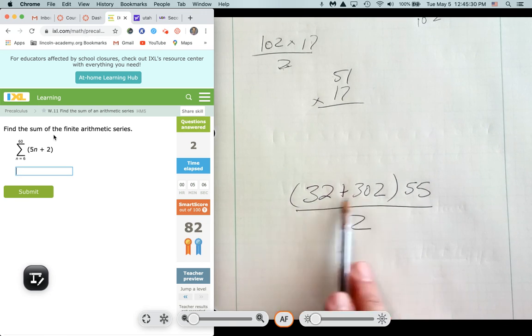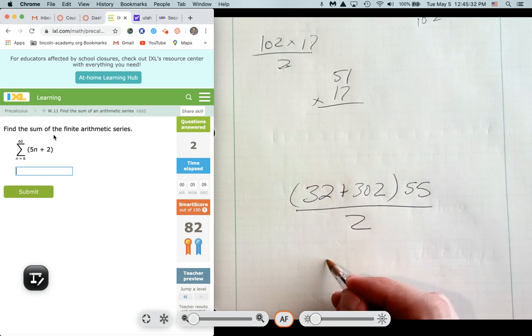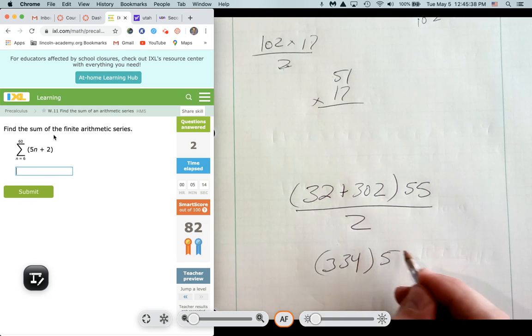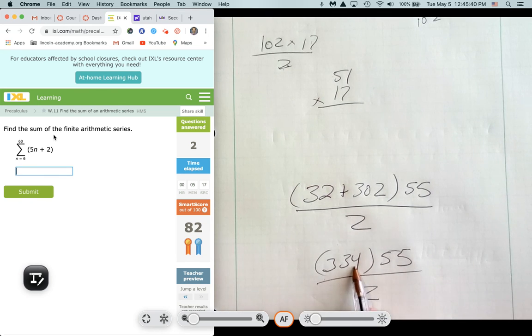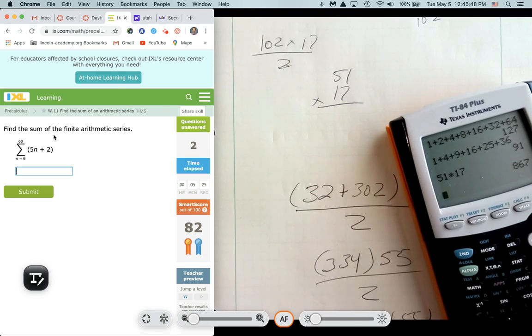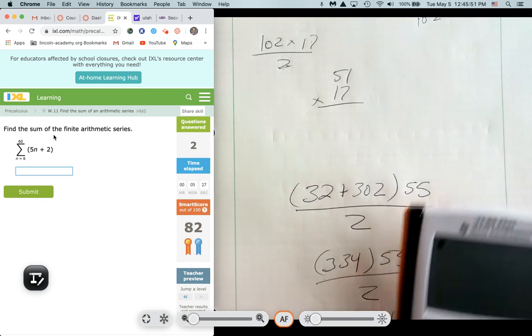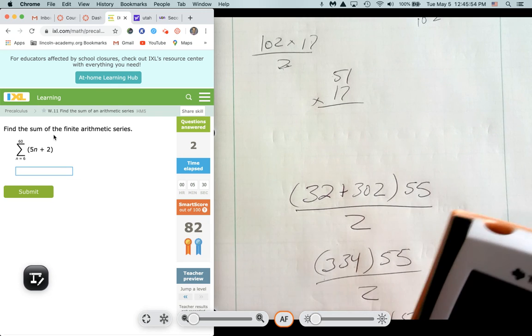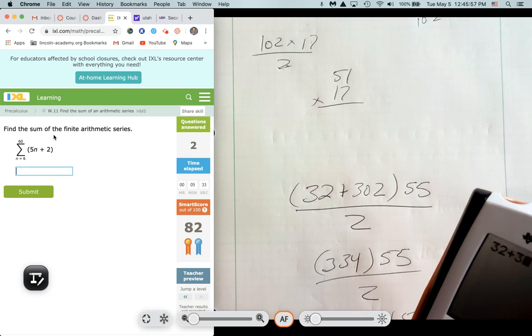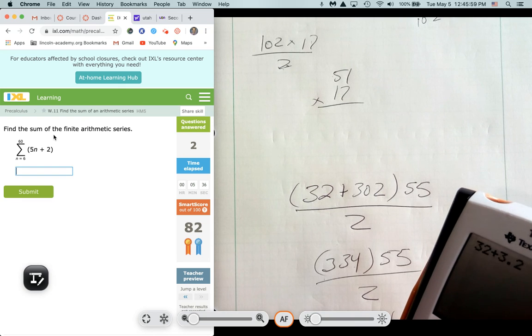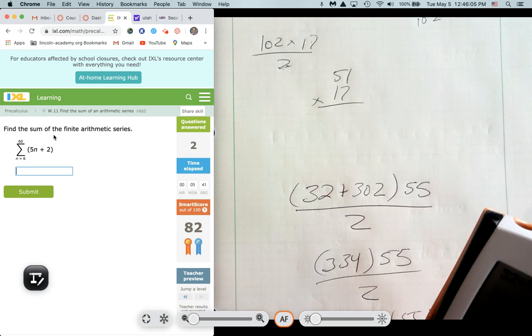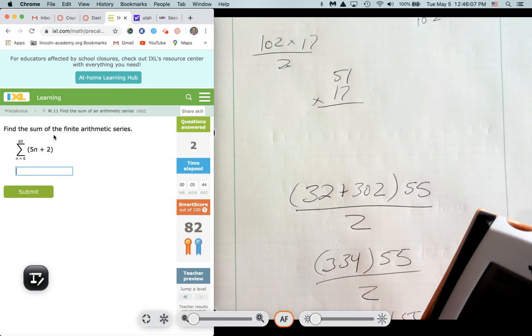So what I'm going to do is add those two together. That's going to give me my 334. I'm going to times that by 55 and divide by 2. Well, 334 divided by 2 is going to be 167 times 55. And again, I'm going to grab my calculator. And maybe if you wanted to, you could even come up here and do it right here. You could do 32 plus 302 to give you that 334, times 55. So I'm doing the multiplication first, divided by 2.